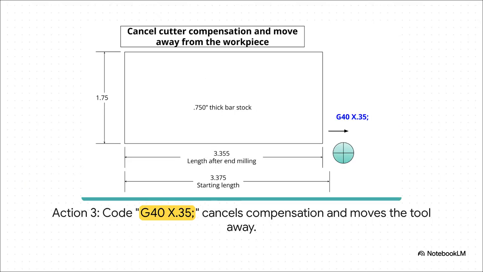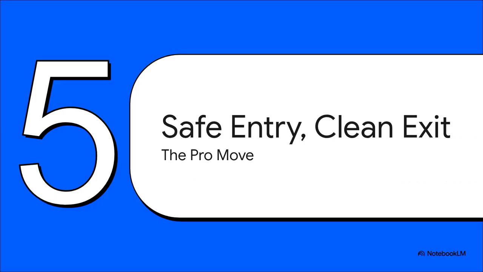It's beautiful. And to finish up, we issue the G40 command. This turns the compensation off while it moves the cutter safely away from our perfectly finished surface. It's a clean, efficient exit. No muss, no fuss. And this whole example perfectly sets up a really crucial pro-level tip.